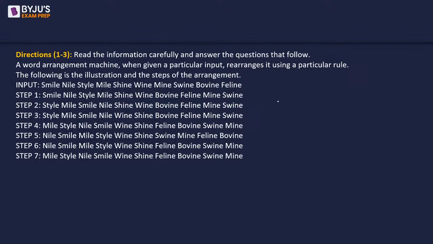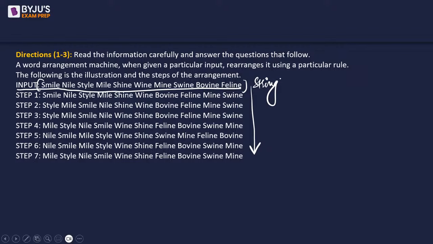So what happens is you are given an input, and then there are certain steps that follow. The input is a string. A string is a collection of symbols. This string can be made up of words, or numbers, or numbers and words simultaneously. They follow a certain rule here. The rule is going to be of any type.